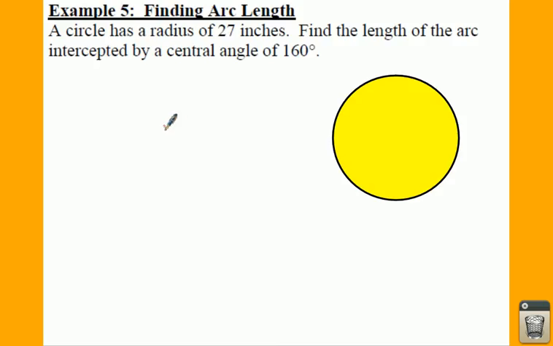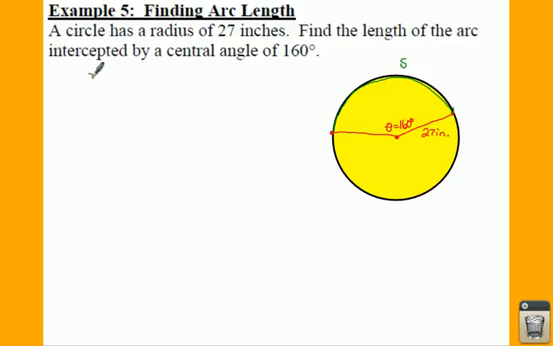So if we look at example 5 here, it says a circle has a radius of 27 inches. Here's the center, it doesn't matter where we draw the radius. Here we go, and this is 27 inches here. We want to find the length of the arc that's intercepted by a central angle of 160 degrees. Straight across would be 180, so we'll say 160, it's just a guess. So your theta is equal to 160 degrees. We want to figure out the length of this arc out here. So this is your S.